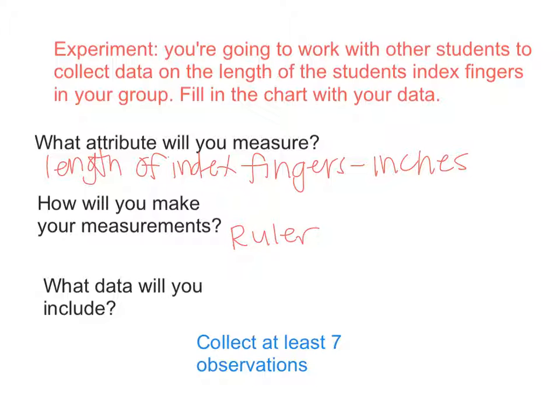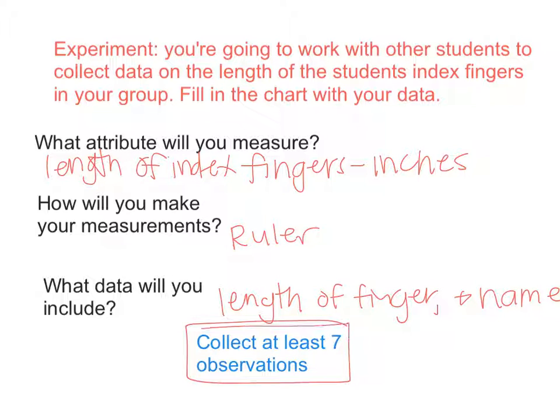Okay? And what data will you include? You're going to include the length of their finger, but you're also going to include the student's name. So make sure you write down whose name you're using. You need to collect at least 7 observations. So maybe you're going to use your own finger and then 6 friends, or you can do 7 people that are different than you.